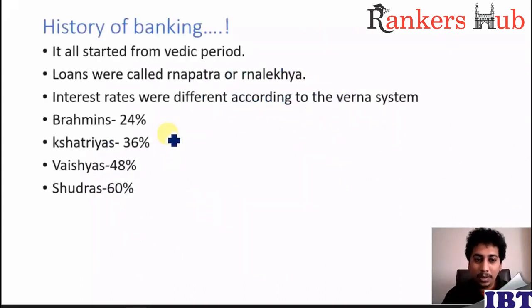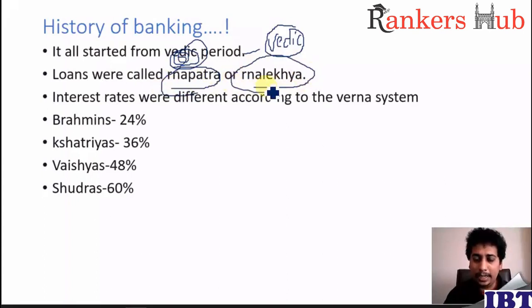Now if you understand the history of banking, in India, banks started during the period of the Vedas. Do remember, in the Vedic period, the banking structure started in our country. During the Vedas, loans were also issued. The loans were called by a different name, known as Ranapatra or Ranalekya. Ranapatra or Ranalekya is the name of a loan given during the Vedas.